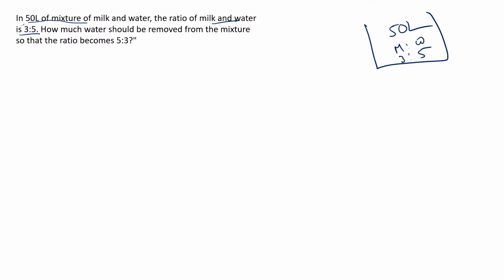I am going to explain using the normal method first, then we are going to solve the same thing using ratio and proportions. So 3 plus 5, total 8 parts. Total 8 parts value is equal to 50 liters, which means 1 part value is equal to, so I think you are going to get decimals.